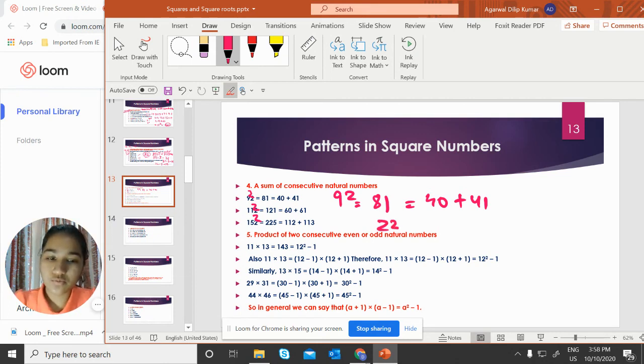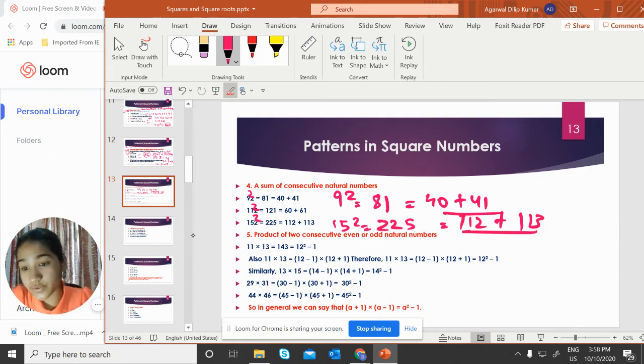Then if you go with 225, whose square is it? 15 squared. It's going to be 112 plus 113, two consecutive natural numbers. When you add them, you get the square number. You have to find it. The product of two consecutive odd numbers: 11 into 13 is how much?